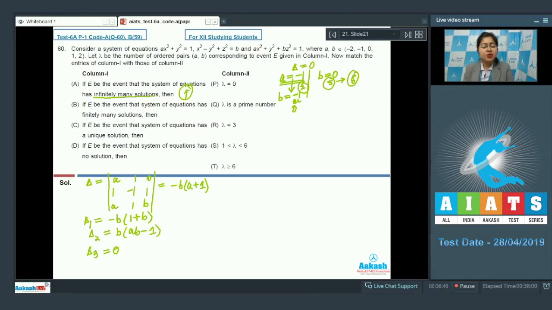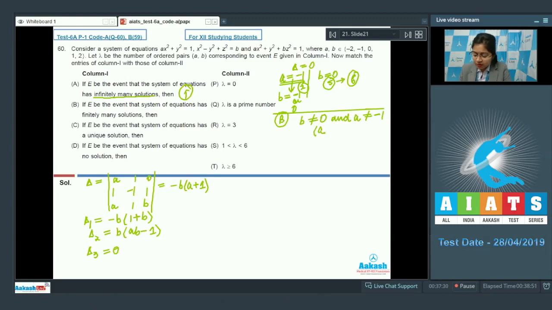Now, next, option B says that E be the event that the system of equations has finitely many solutions. Now, as we are solving the equation taking x square, y square and z square, if I apply for a unique solution, then we will get finitely many solutions in this case. So, we know that for a unique solution, delta should not be equal to 0, right? That is, b should not be equal to 0 and a should not be equal to -1.